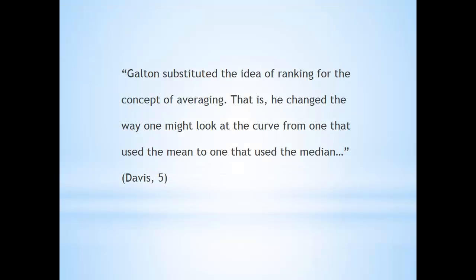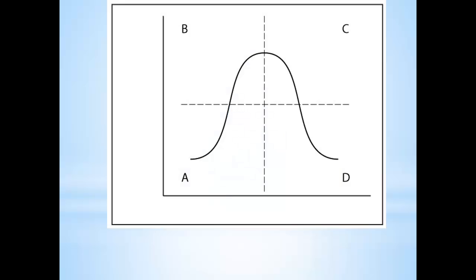In order to combat this, Galton changed how one viewed the bell curve. Galton substituted the idea of ranking for the concept of averaging. That is, he changed the way one might look at the curve from one that used the mean to one that used the median. He then proceeded to divide the bell curve into quarters to establish a ranking system, where those that fell in the first quartile were of low intelligence, and those falling in the fourth quartile possessed high intelligence. This is where we see that the norm becomes a social standard. No one wants to be an outlier.